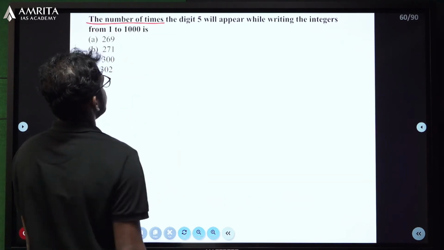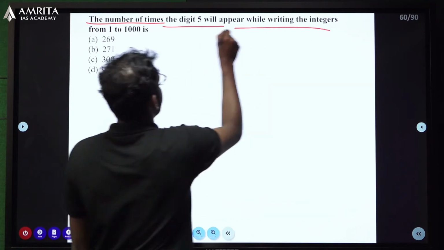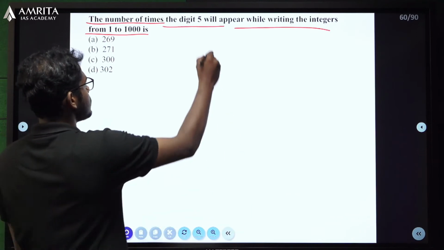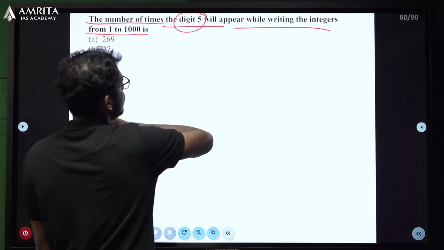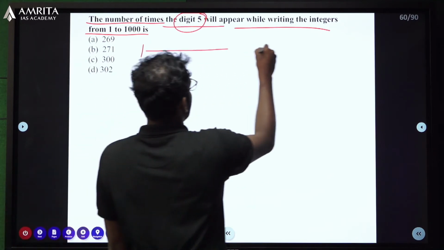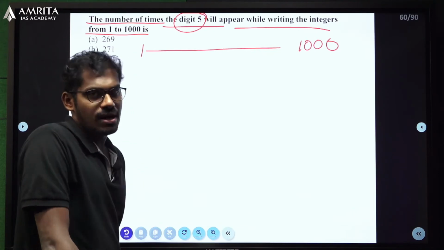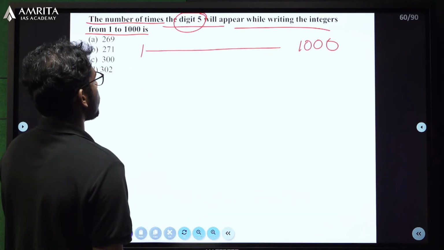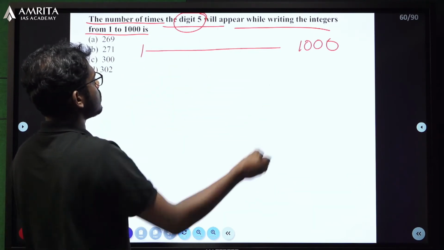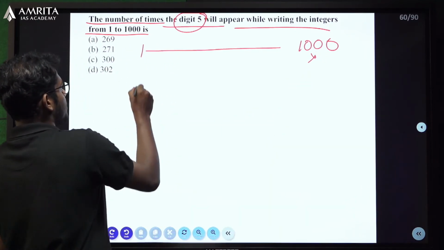Next question. The number of times the digit 5 will appear while writing the integers from 1 to 1000 is? So from 1 to 1000, how many times will the digit 5 appear? Okay, 1000 does not contain the digit 5.